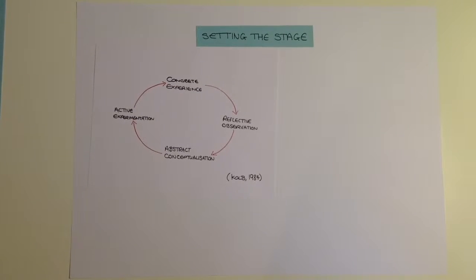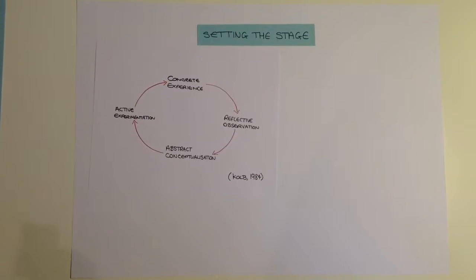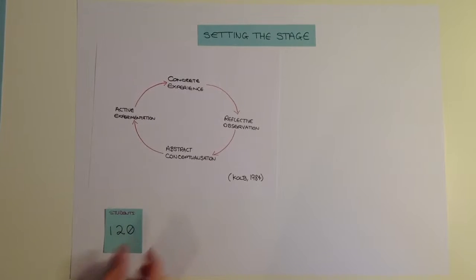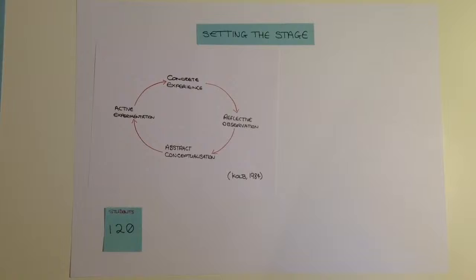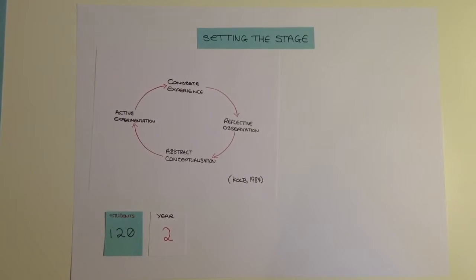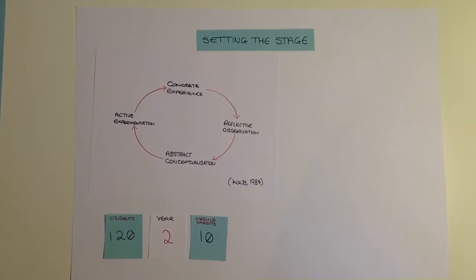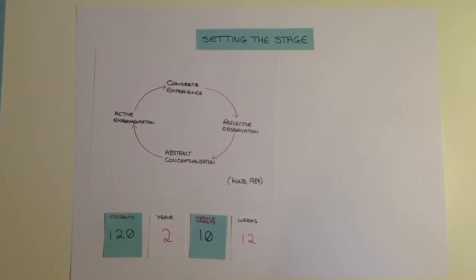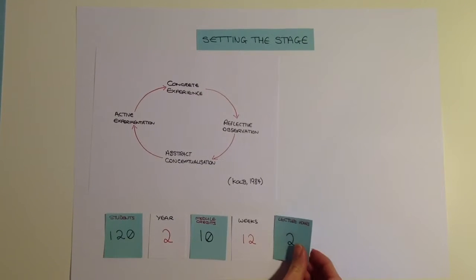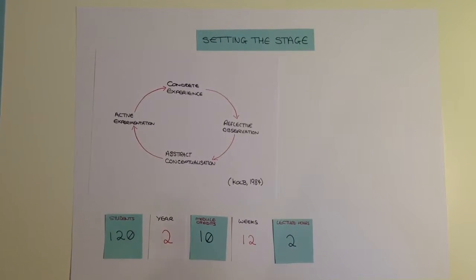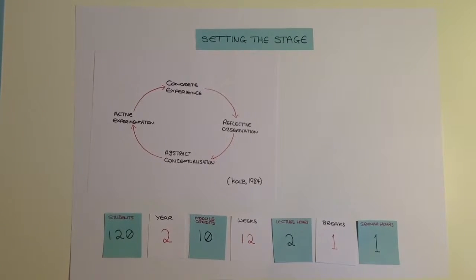So if we look to set the foundations of the stage first, I have 120 students on a real estate management undergraduate degree that will set them up to qualify as chartered surveyors in the future. They are in year 2 of their studies. They are undertaking a 10 credit module with me over a 12-week course with a 2-hour lecture, with a 15-minute break in the middle of it, and 1 hour of seminars every week.